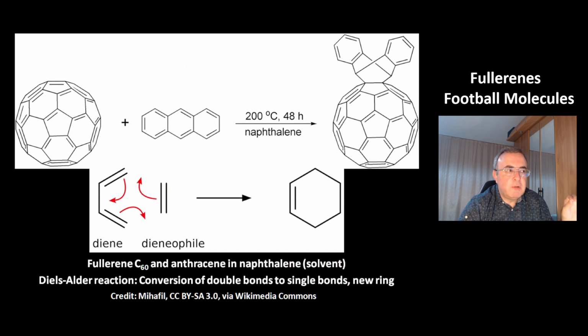This is another example of fullerene, of the reaction of C60 with anthracene in naphthalene solvent. This is called a Diels-Alder reaction. It is a conversion of double bonds to single bonds, and it makes a new ring. At the bottom, you can see the general principle. You have the diene compound that has 2 double bonds, and the dienophile, which has 1 double bond, and 2 of these total 3 double bonds are converted into single bonds, and you get a new ring.